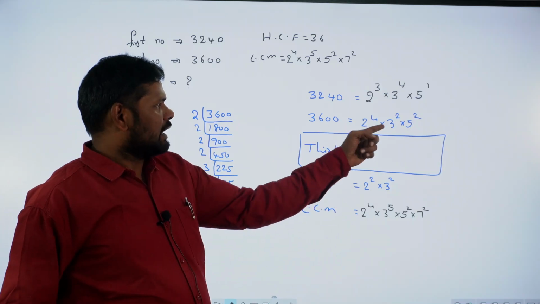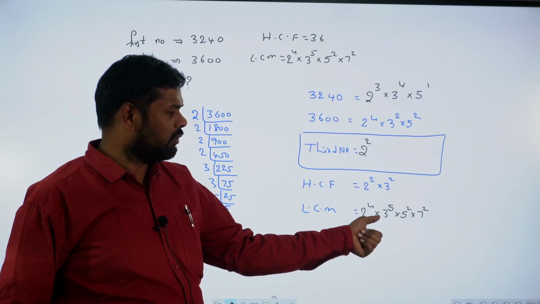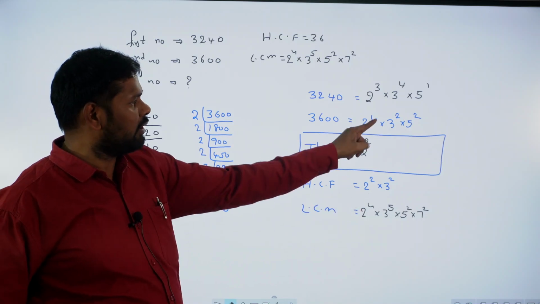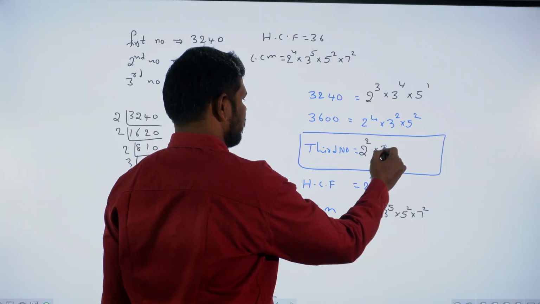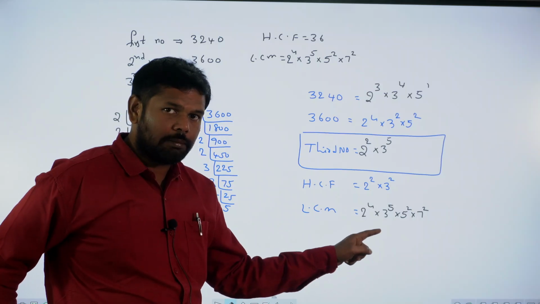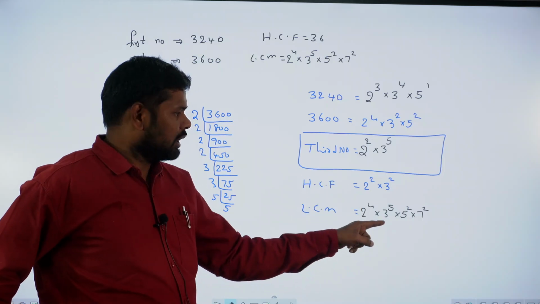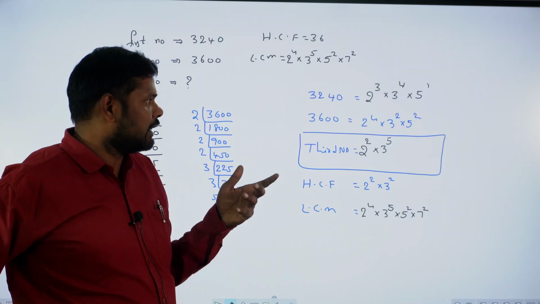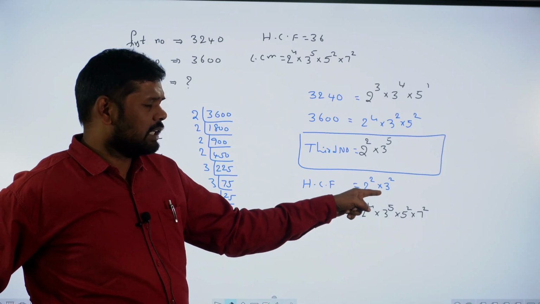3 square: already in the second number 3 square, in the first number 3 power 4 is there. But observe the LCM here, 2 power 4 into 3 power 5. 2 power 4 is already there in the 3600. But 3 power 5 is not present in these two numbers. 100% this 3 power 5 is present in the third number. Then only we get 3 power 5 in the LCM. Otherwise we would not have a 3 power 5 anywhere. So 3 power 5 in the LCM means definitely among the three numbers, one number has 3 power 5. It is not in the first two numbers, so definitely it is in the third number. It fulfills that 3 square condition of the HCF also.